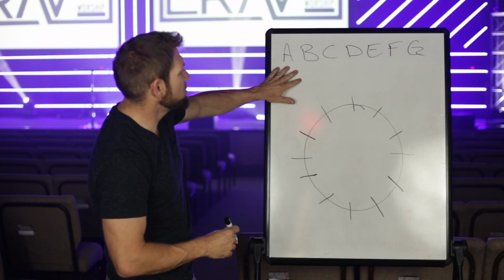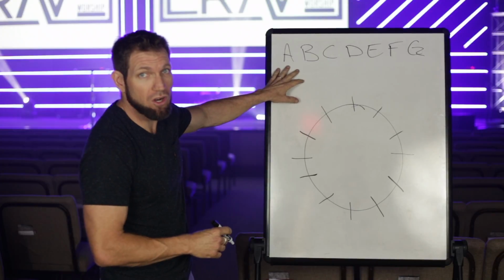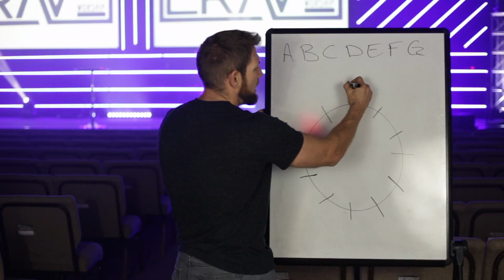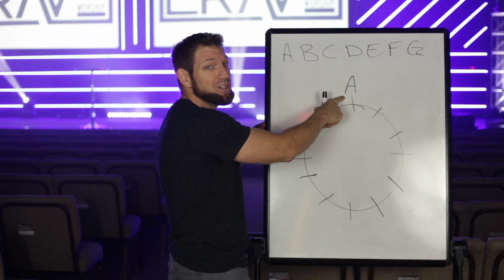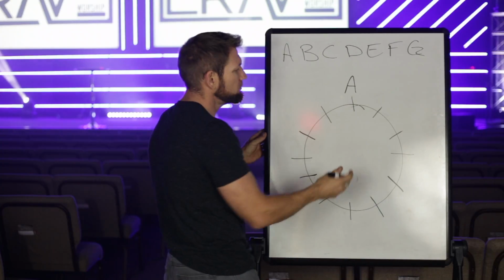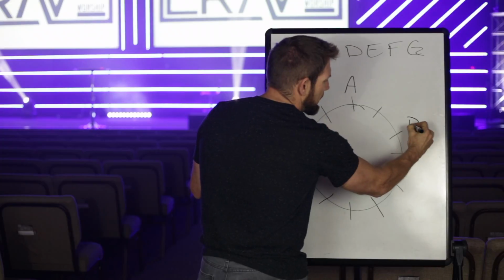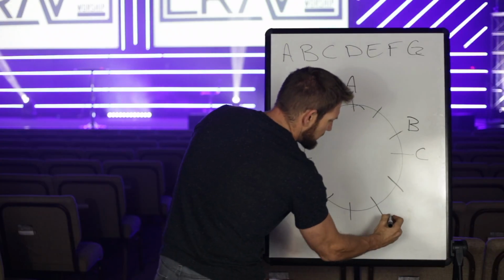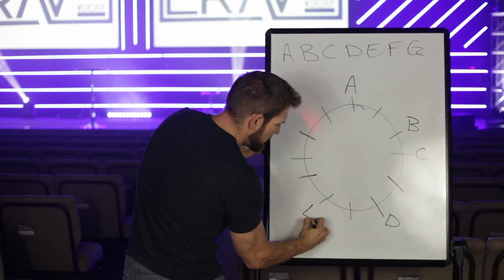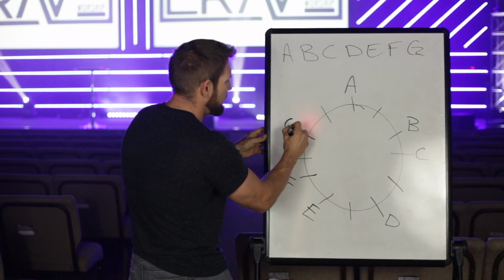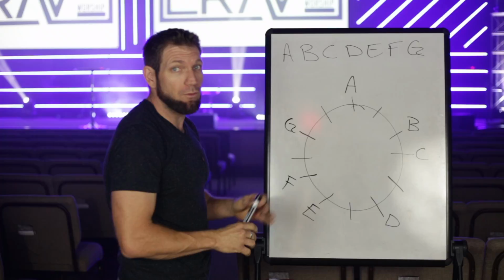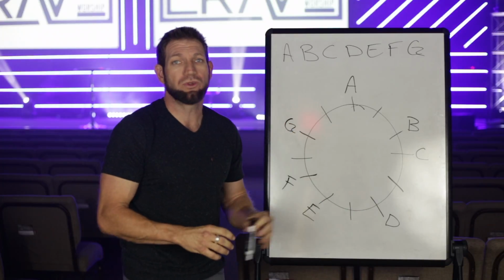So if we start off with the natural notes that we just learned, I'm going to begin at the top because our alphabet begins with an A. It's easier to teach to start off with the letter A. So A, B, C, D, E, F, and G. Now we've just populated the 7 natural notes.